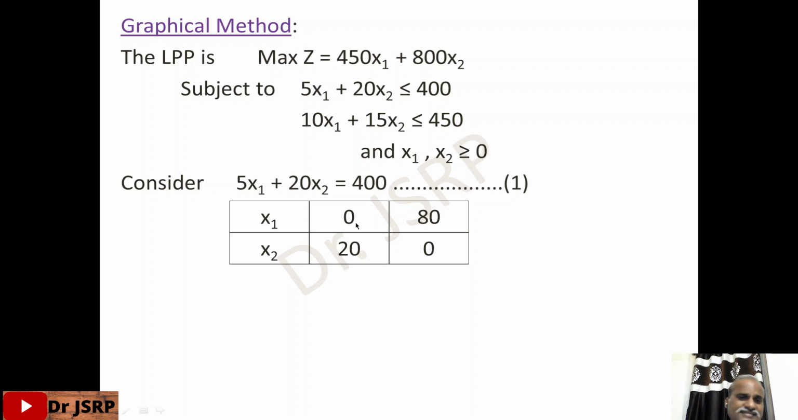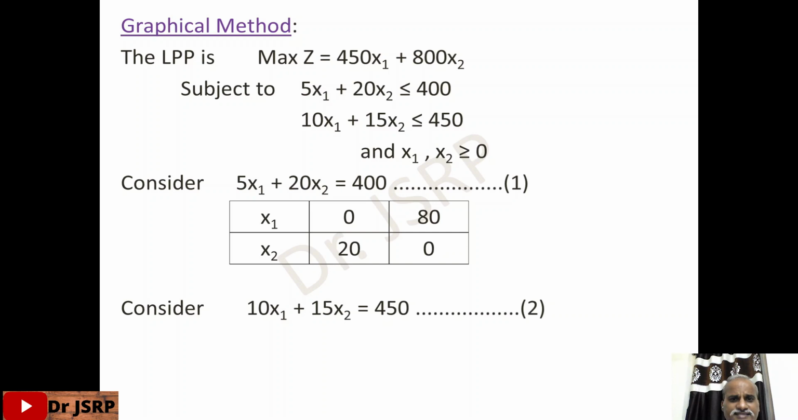Similarly find the x-axis intercept. To find the x-axis intercept, put x2 equals 0. Then 5x1 plus 0, that is 5x1 equals 400, so x1 equals 80. This is the x-axis intercept. Okay, next consider the second inequality.